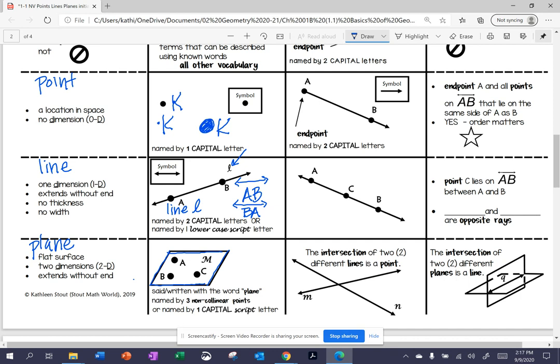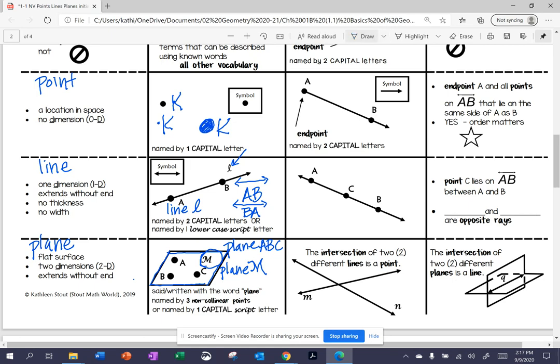So I either can name this plane ABC, and since they're points, my letters are capital, or I could name this plane M, and it's this script M, okay? And usually when I have a letter, it's in a corner of the plane, and see there's no point with it.